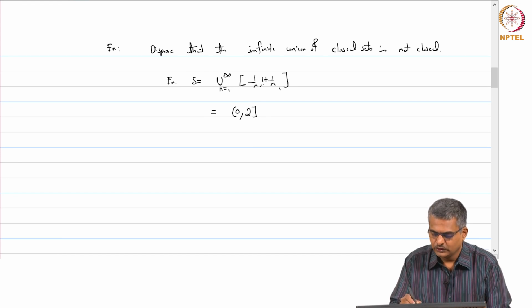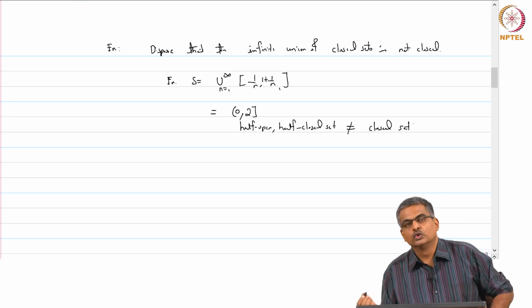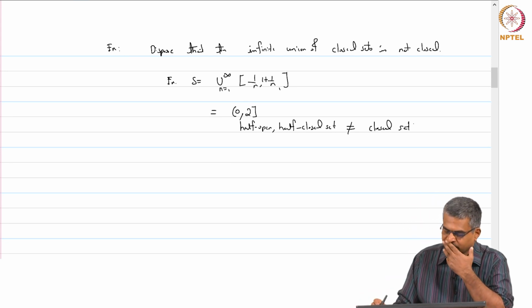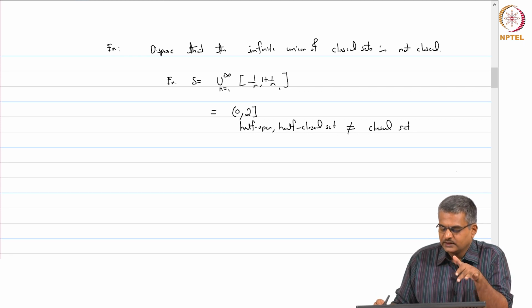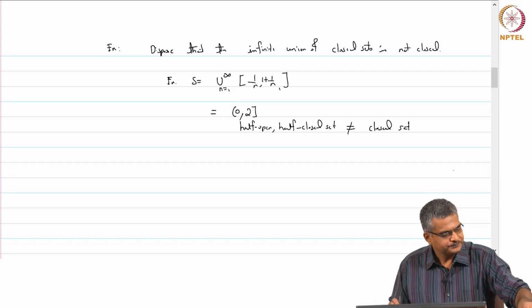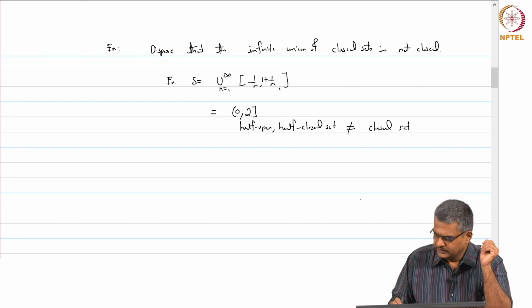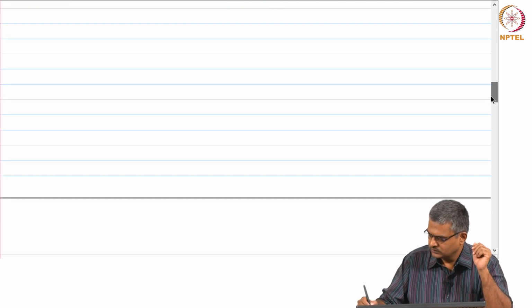So, what we got is the union of closed sets is a half open half closed set, right. This is not a closed set, it is called a neither closed nor open set, right. So, we have shown that the arbitrary union of closed sets is not closed. That takes us to the next notion.